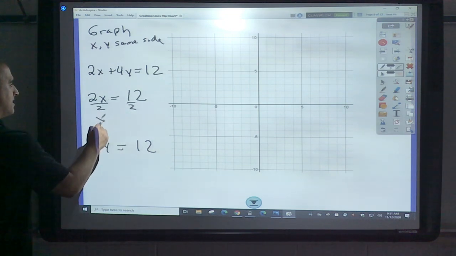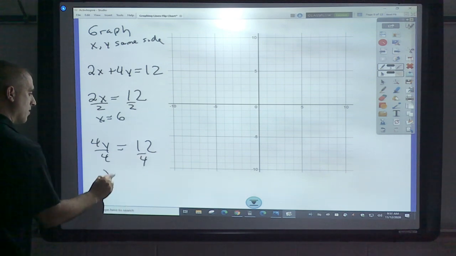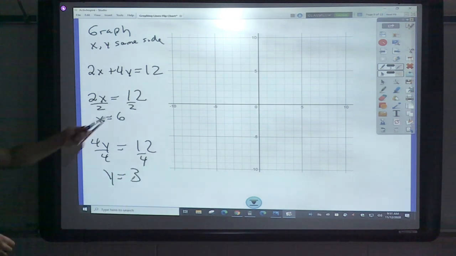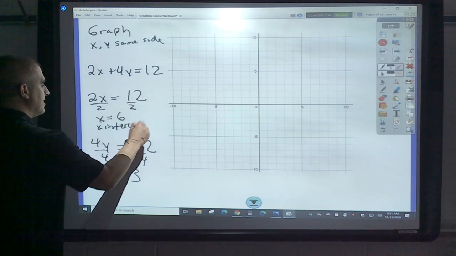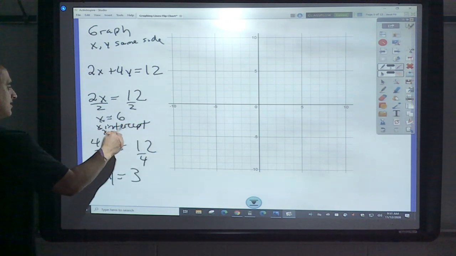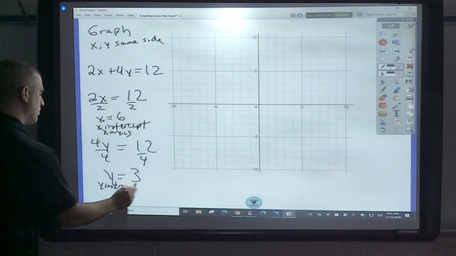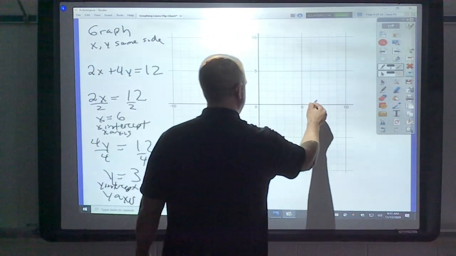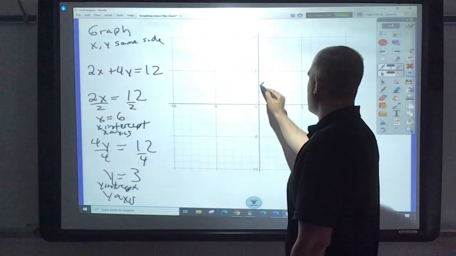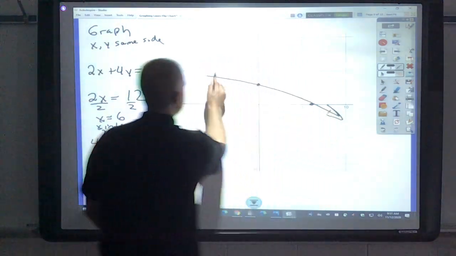So that's going to be divided by 2, x equals 6. If I do this one, I divide by 4, it's y equals 3. So what this is, this is the x-intercept, which means it's on the x-axis. This is the y-intercept, which would be on the y-axis. So an x equals 6 would be here. The y-axis would be 3. Very simple, connecting the dots.